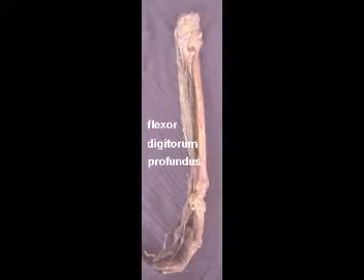While the superficialis is supplied in its entirety by the median nerve, the profundus has two nerves which supply it, with its ulnar head being supplied by the ulnar nerve and the radial part by the median nerve through its anterior interosseous branch.